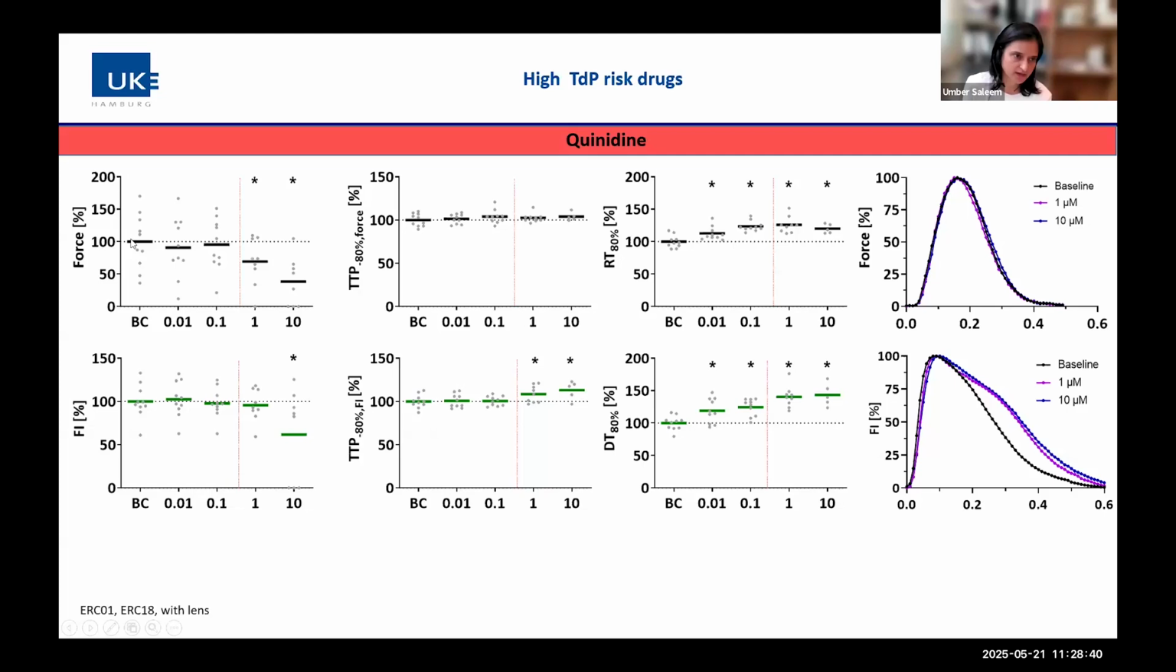And then is this compound quinidine, which is a sodium channel blocker, and it is a high TDP risk drug, and it decreased force, showed no effect on time to peak for force, and showed an increase in relaxation time, and it showed a decrease in fluorescence intensity, an increase in time to peak, and an increase in decay time, which you can nicely see in the form of voltage peak.